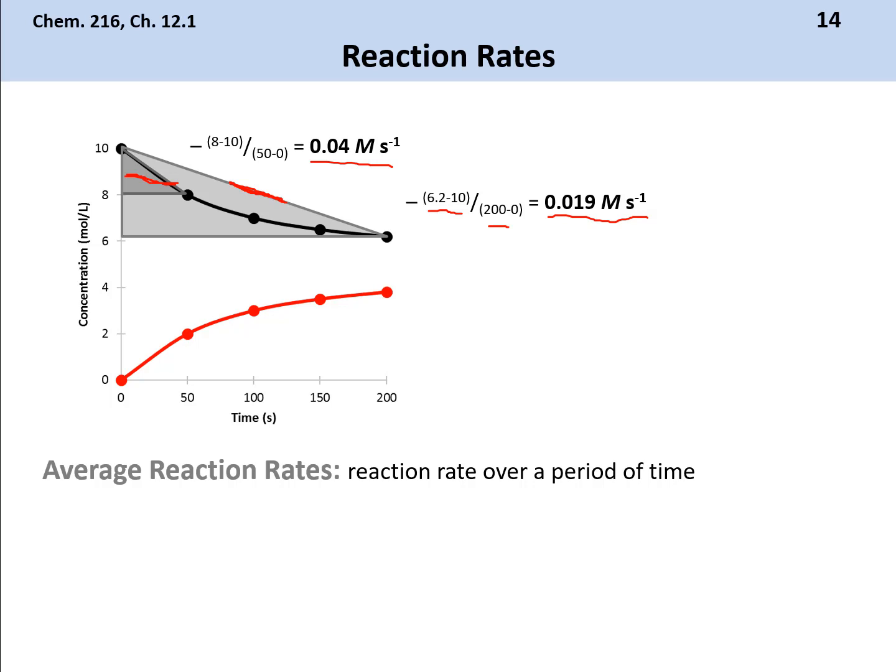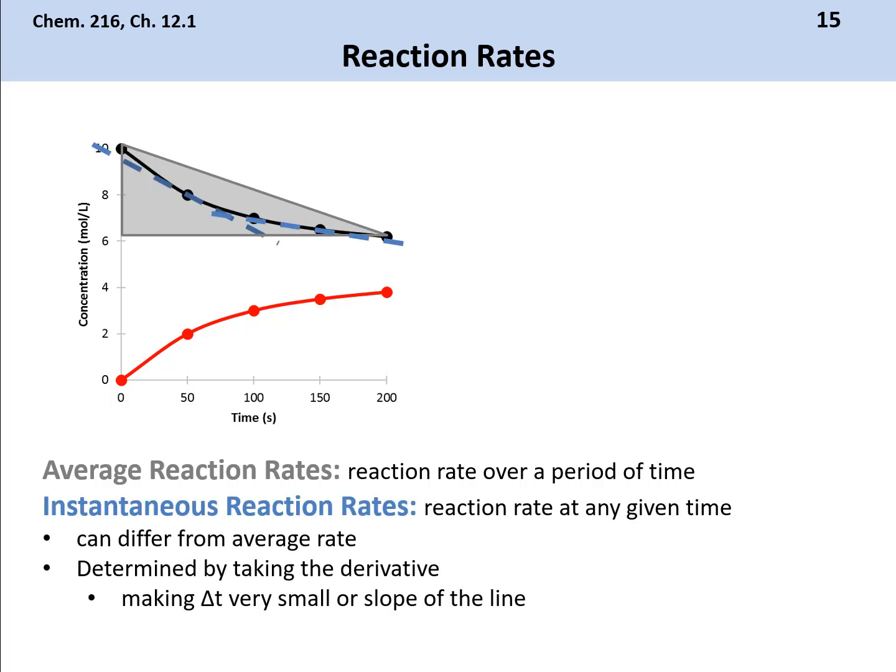Notice how the average rate isn't necessarily the same as throughout. Here, the rate of change is different than at this point. So we can talk about something being the instantaneous reaction rate. The instantaneous reaction rate is the reaction rate at any given time. We can show this by these blue lines here that show the slope at any given time. These can differ from the average rate, and they're determined by taking what's called the derivative.